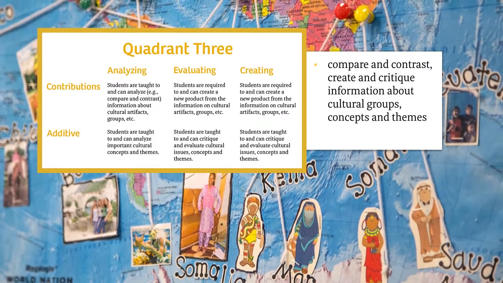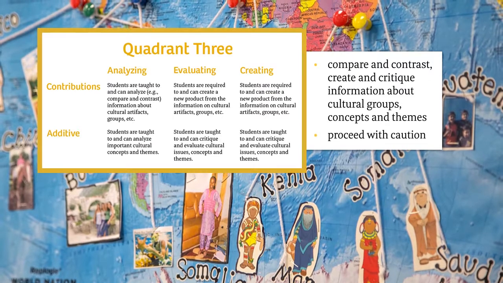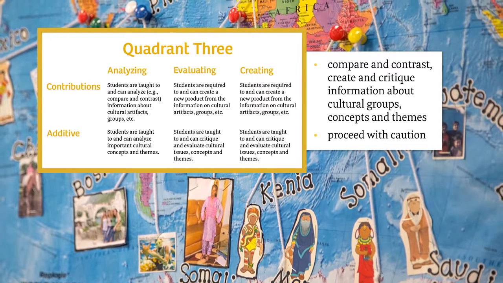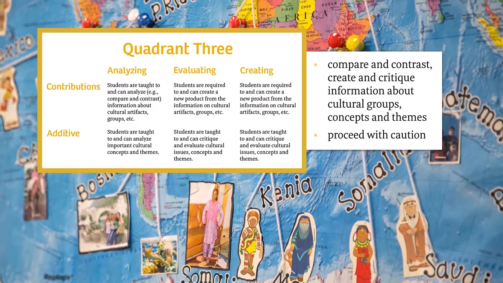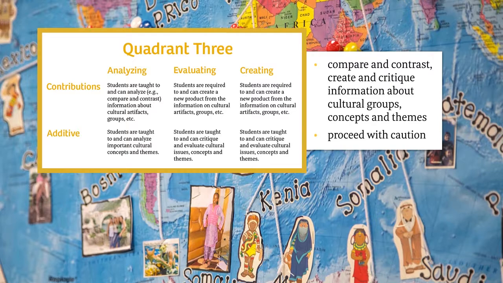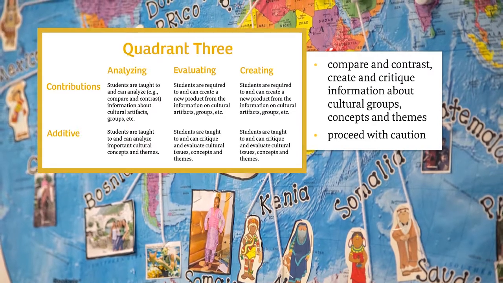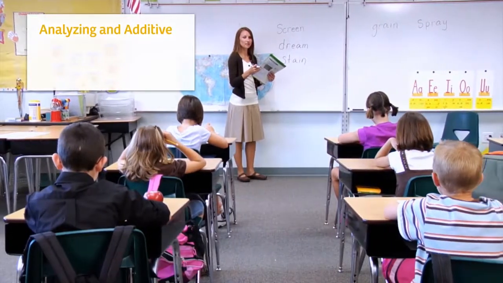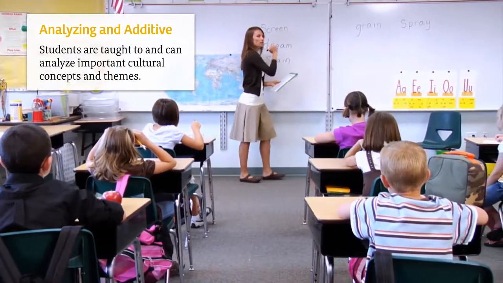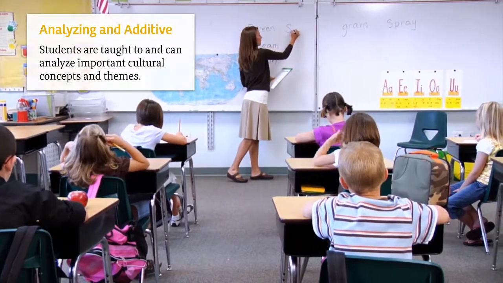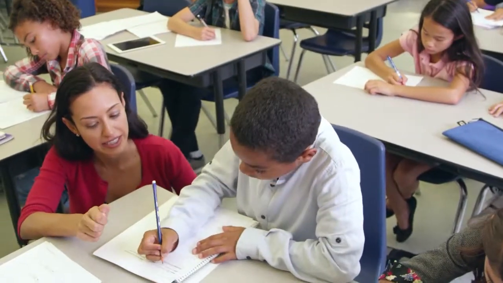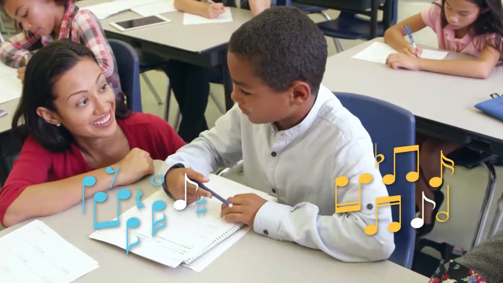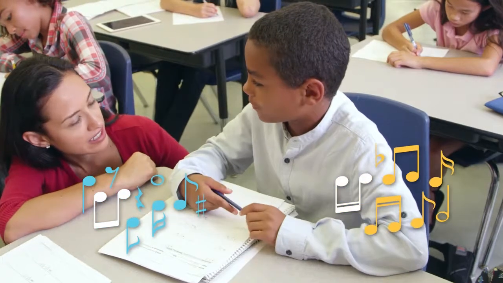Even though instruction is at a high level cognitively, you should proceed with caution. Minimal cultural substance is learned, which can lead to students having difficulty grasping multicultural content and culturally different students in substantive ways. Let's examine some possible classroom activities in Quadrant 3. At the intersection of analyzing and additive, students are taught to and can analyze important cultural concepts and themes. A classroom project at this level could begin with students learning a Native American song and a slave song, followed by an assignment to compare and contrast the themes and purposes of the 2 songs.